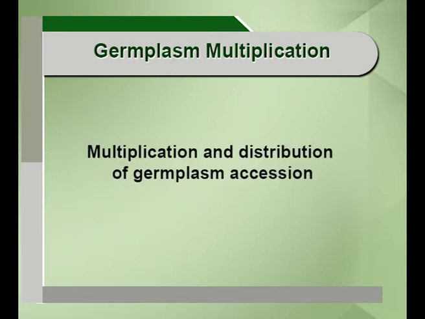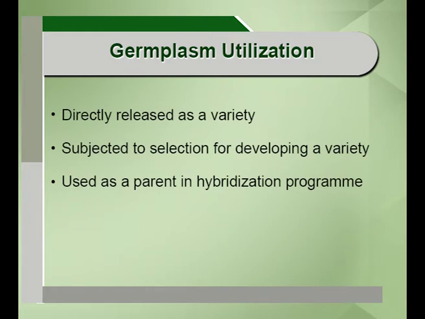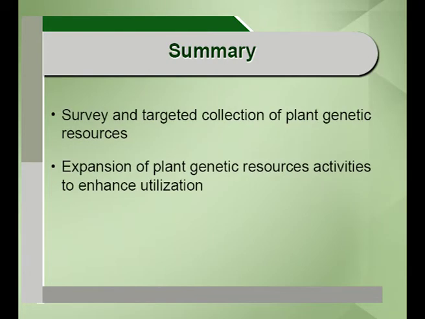The next step is germplasm multiplication, because whenever breeders demand this germplasm, you will multiply it and distribute it to them. This germplasm can be utilized directly as a variety, it can be subjected to selection, or it can be used as a parent in a hybridization program. This germplasm will be a strong foundation for scientific plant breeding and crop improvement. Thank you.